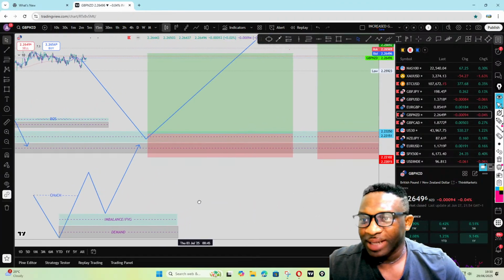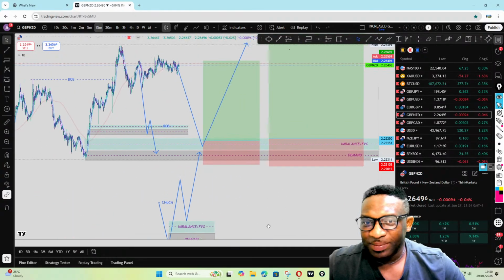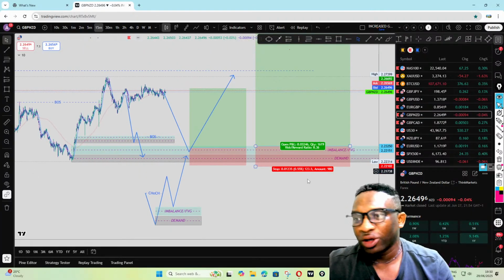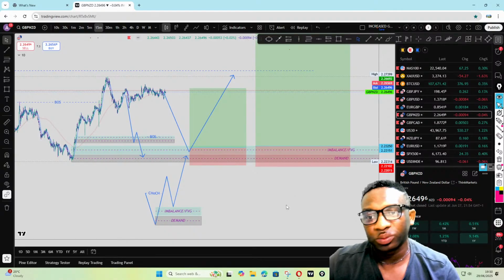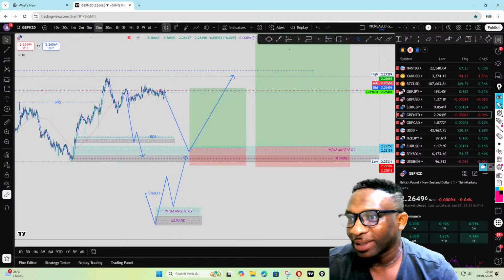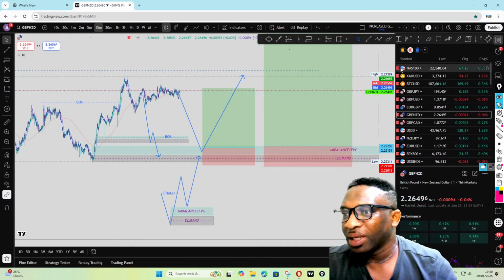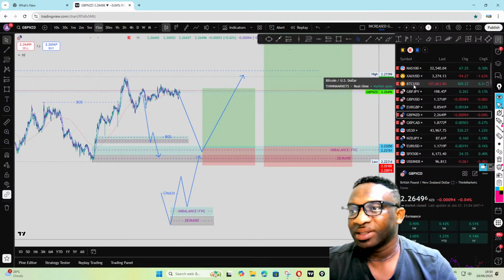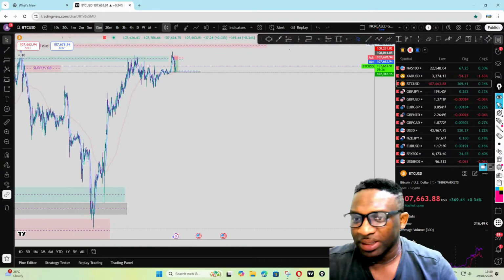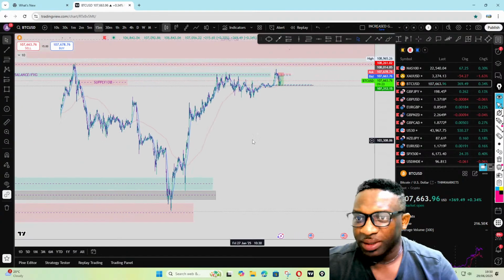So with that said, that is how I look to trade this particular pair. As I'm showing you this, you can do the same thing on any other pair that you trade. And again, if you have any other pair that you want me to look at, I can also have a look at it as we are here together. Let's look at BTC USD.